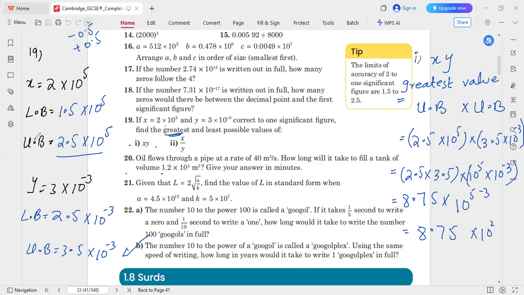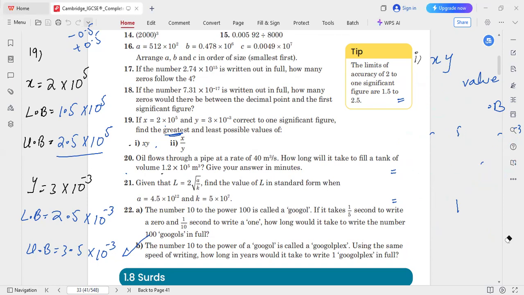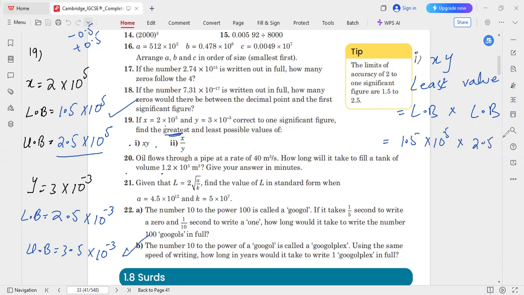Next, as we need to find the lowest possible value, let's find that out over here. For finding the lowest possible value, we need to go on with both of the lower bounds. For the least value, you will multiply the lower bound of x by the lower bound of y. The lower bound of x is 1.5 times 10 raised to the power 5, times the lower bound for y, that is 2.5 times 10 raised to the power negative 3.